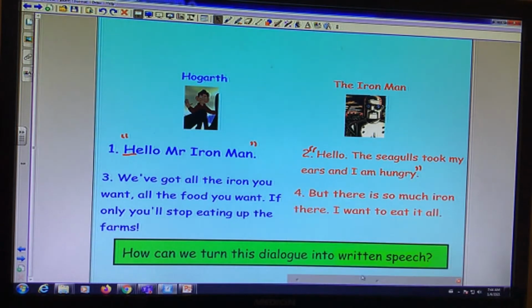Hogarth replies, we've got all the iron you want, all the food you want, if only you'll stop eating up the farms. The Iron Man replies, but there is so much iron there, I want to eat it all. So that's how we turn some of our ideas of what's being spoken to into written speech. Okay, the 66 goes before the first word that the character says, and the 99 goes after the punctuation of the last word that the character says.